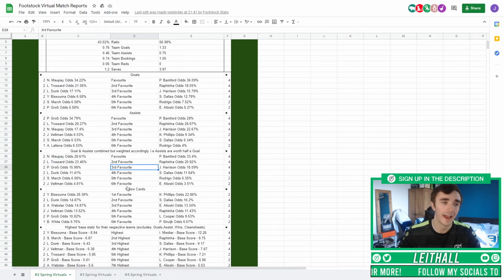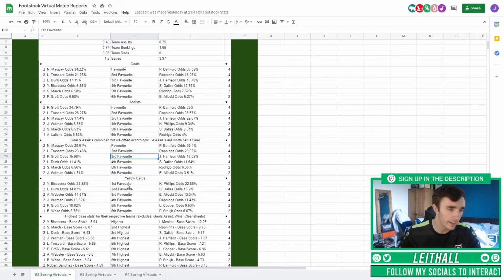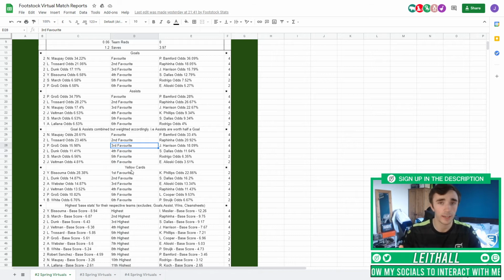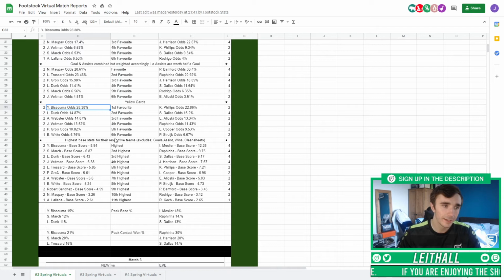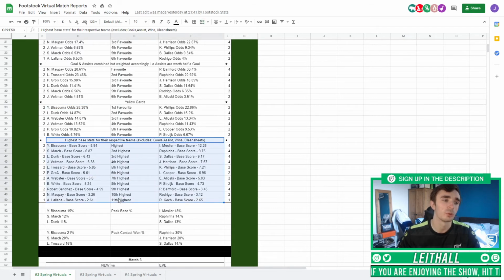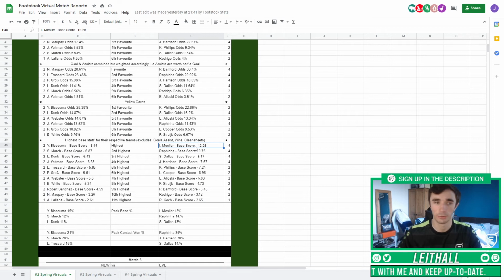As we move down, we look at the idea of bookings and yellow cards again. It's not something that makes or breaks a player by any means, but it's something to consider, of course. Finally, down here, we've got what is probably the joint most important thing to look at, as well as this section here, and it's the base scores. This is effectively excluding goals, assists, win, clean sheet, all those type of points that a player accumulates, so on average what they're going to pick up.